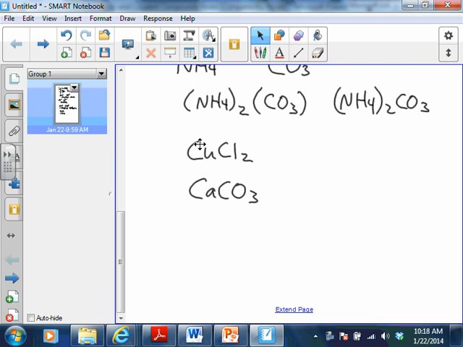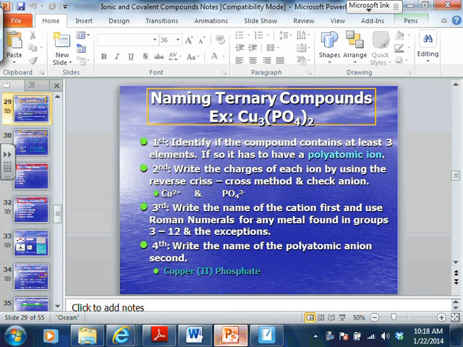So, does that make sense? That's how you identify that you're going to have a polyatomic ion. So you don't look at the number 3? I wouldn't worry about the number 3. Just count how many capital letters you have, okay?